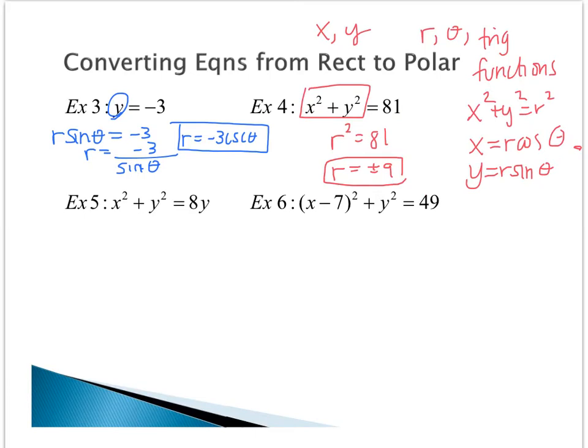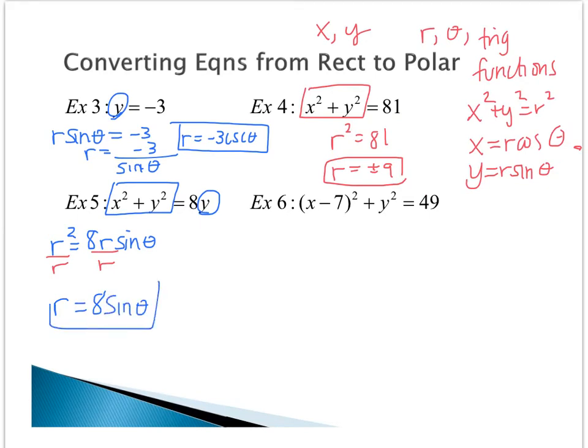In example 5, we're going to do two substitutions. On the left, we are going to substitute the x squared plus y squared with an r squared. And on the right, we are going to substitute the y with an r sine theta, giving us r squared equals 8 times r sine theta. From here, we're going to divide both sides by an r, leaving us with r equals 8 sine theta as our final answer.